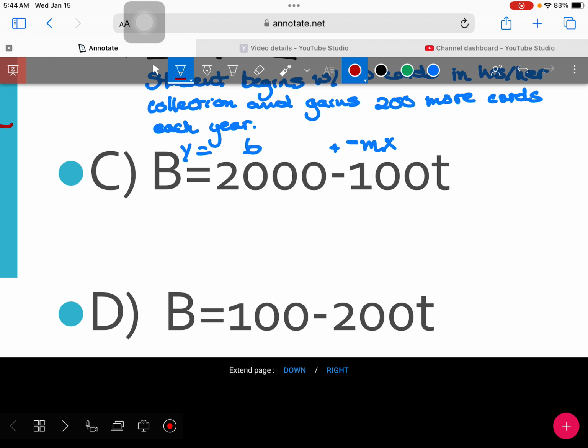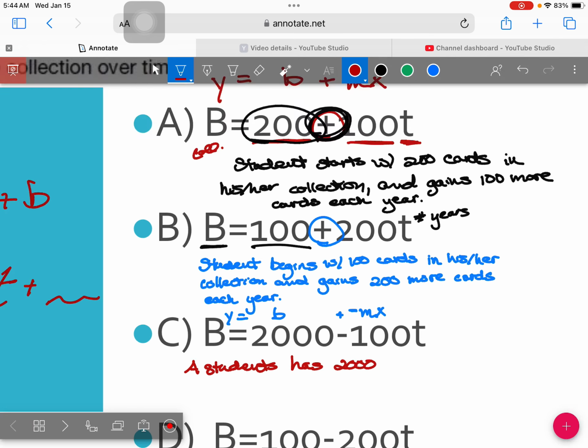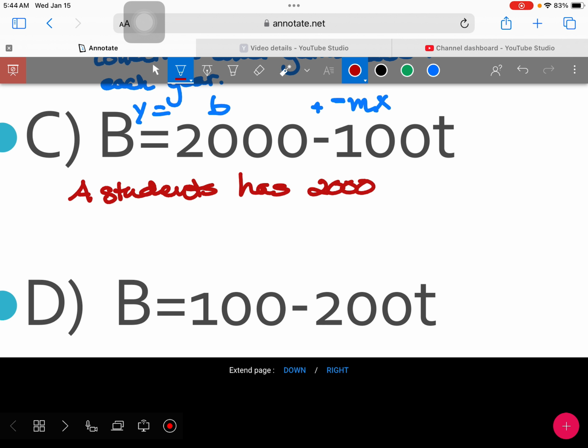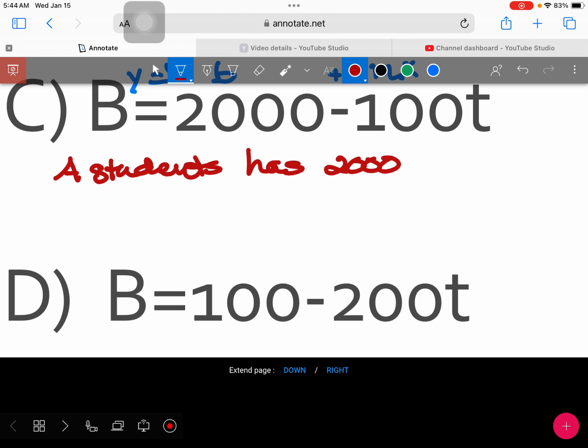So, there it came clear. A student has 2,000 baseball cards.